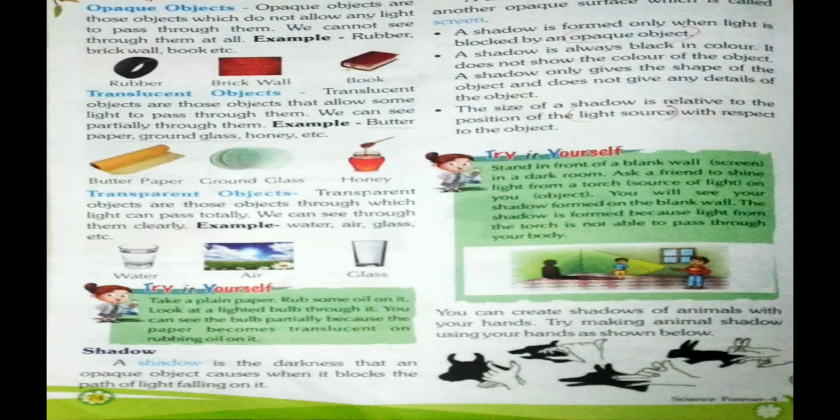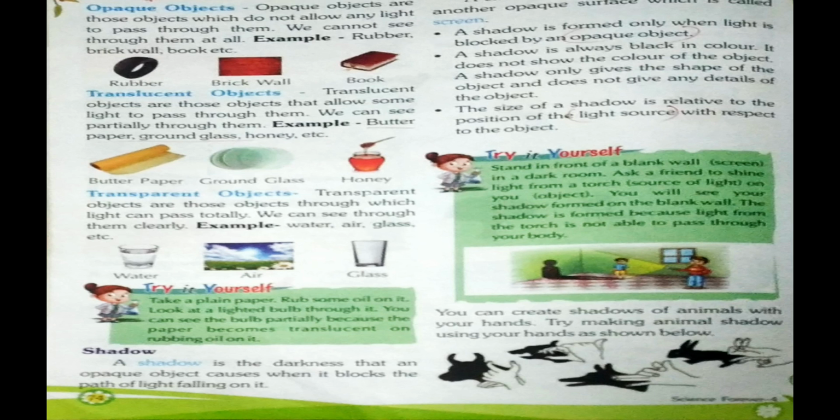A shadow is formed only when light is blocked by an opaque object. A shadow is always black in color. It does not show the color of the object. It always shows black color. A shadow only gives the shape of the object and does not give any details of the object.